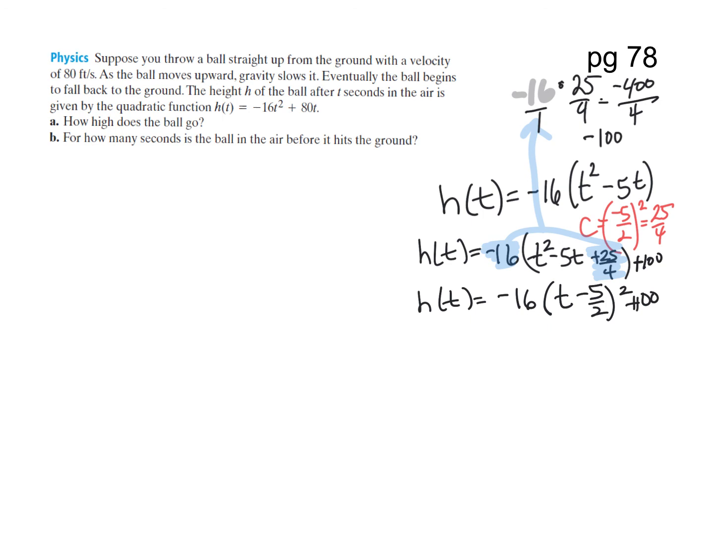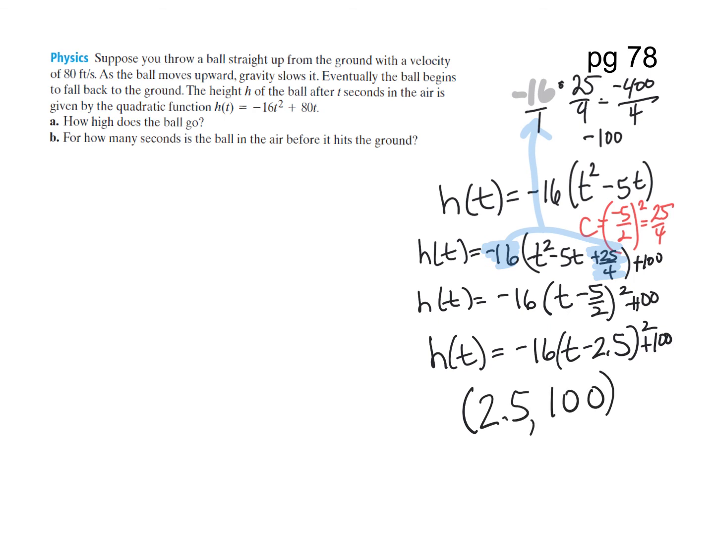Now in this case, 5/2 is still time, so I am going to rewrite that as negative 16 times t minus 2.5 squared plus 100. And my vertex is 2.5 and positive 100. How high does the ball go? So maximum height, 100, I'm assuming feet. Yes, feet per second it says. So 100 feet. For how many seconds is the ball in the air before it hits the ground?